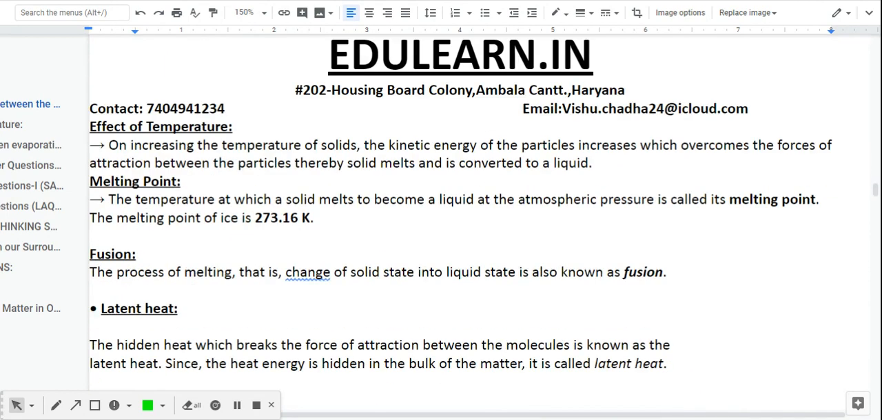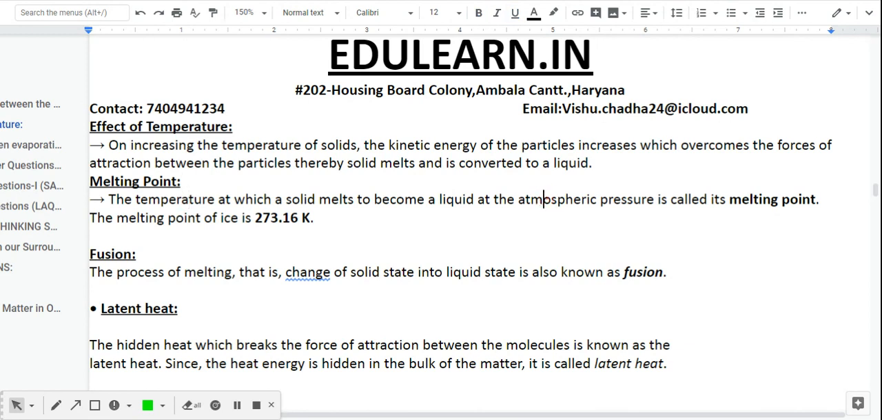Effect of temperature. We have already gone through this figure, and in this figure we have learned that on increasing temperature, the kinetic energy of the particles increases, which overcomes the forces of attraction between particles, thereby the solid melts and converts into liquid. So due to the increase of temperature, all this is going on. So what is melting point? This is the temperature at which a solid melts to become a liquid at atmospheric pressure.